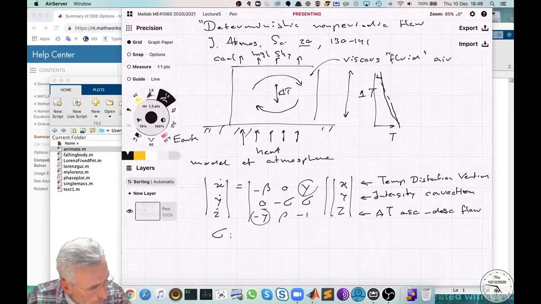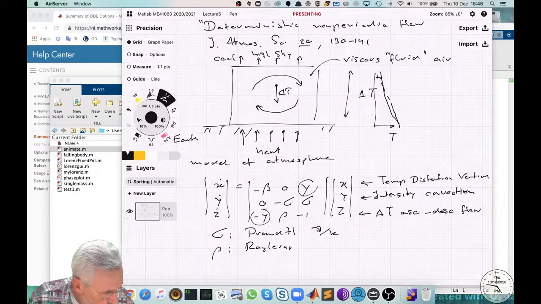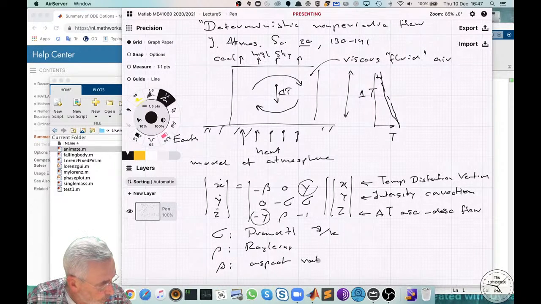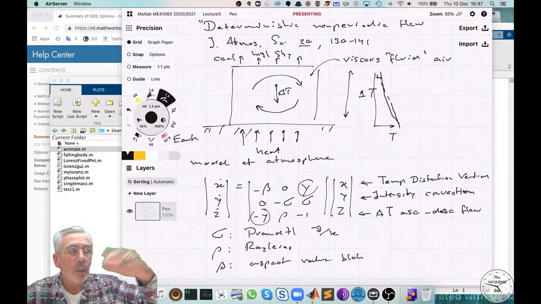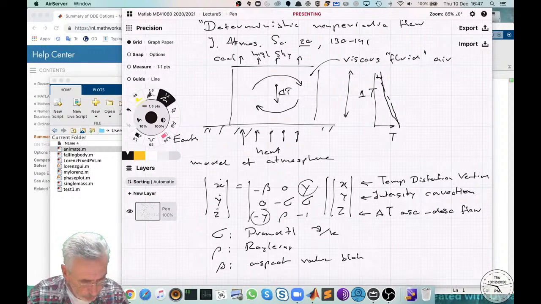Well, sigma has to do with flow. But I'm not so good at the flow stuff. That's a Prandtl number. That's the dynamic viscosity divided by stiffness. No, I don't know. Rho is a Rayleigh number, with the heat supplied and the loss. Well, yeah, read all about it. Beta is the aspect ratio of the block, meaning how thick is the atmosphere, on what scales are we looking.